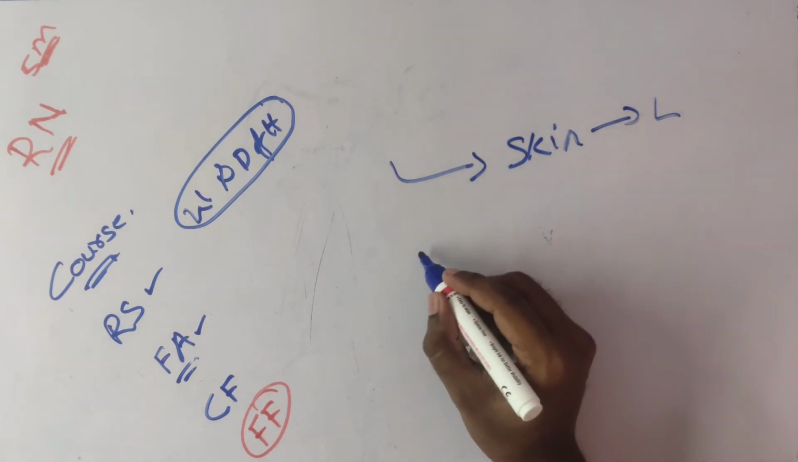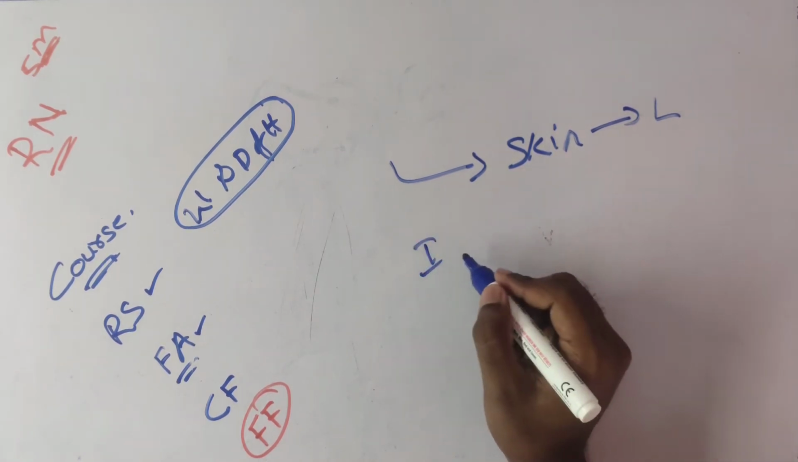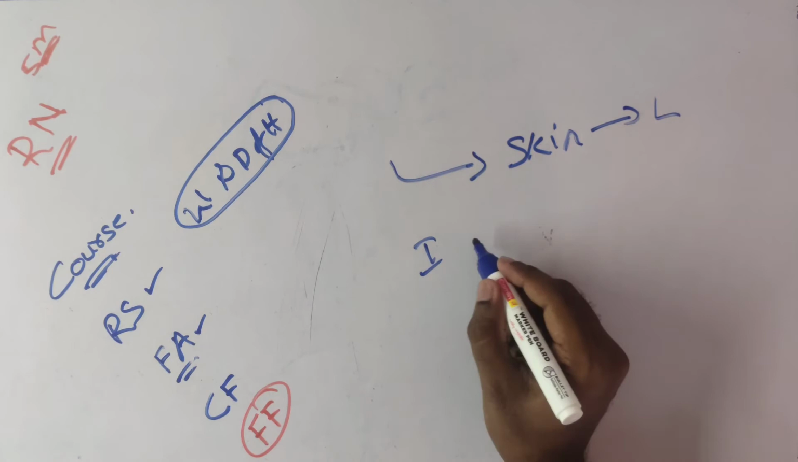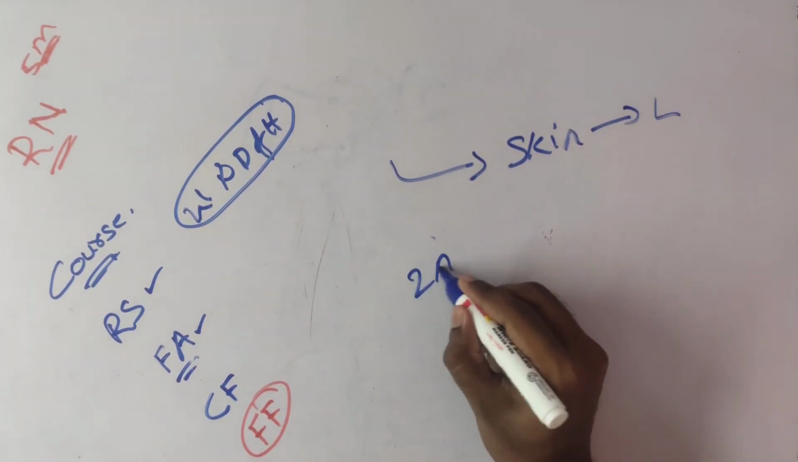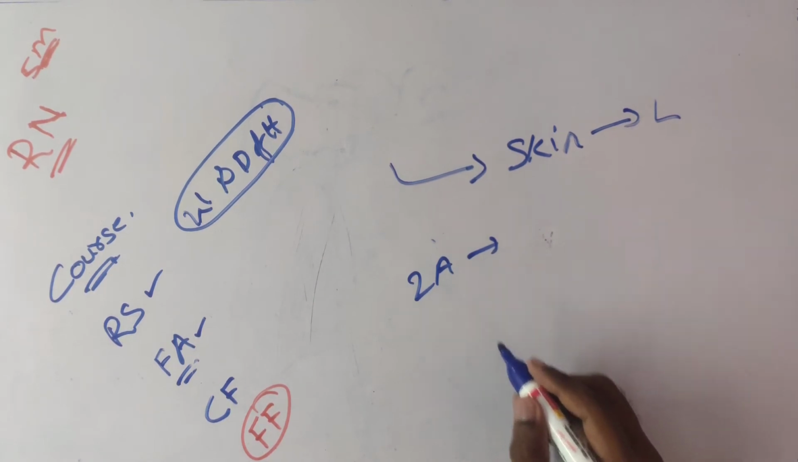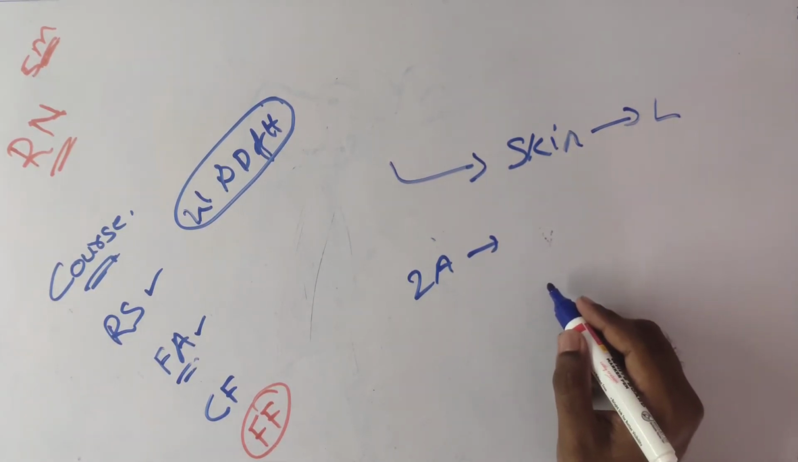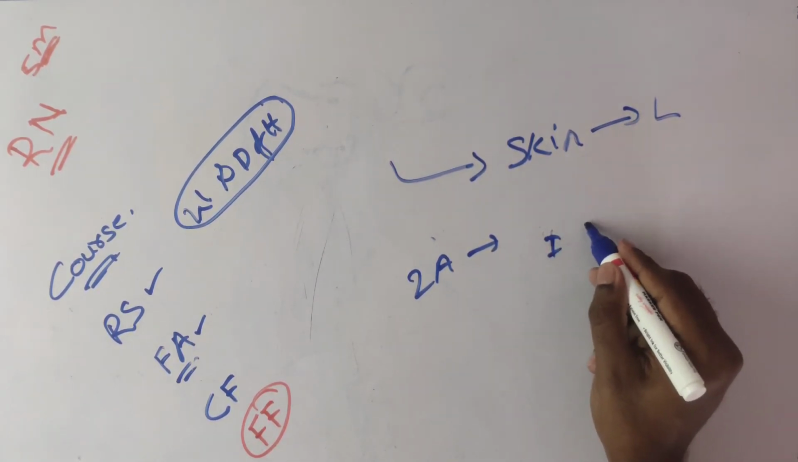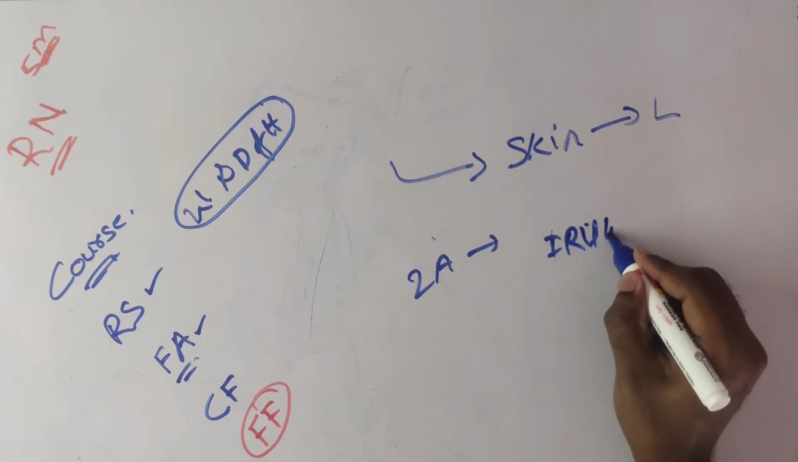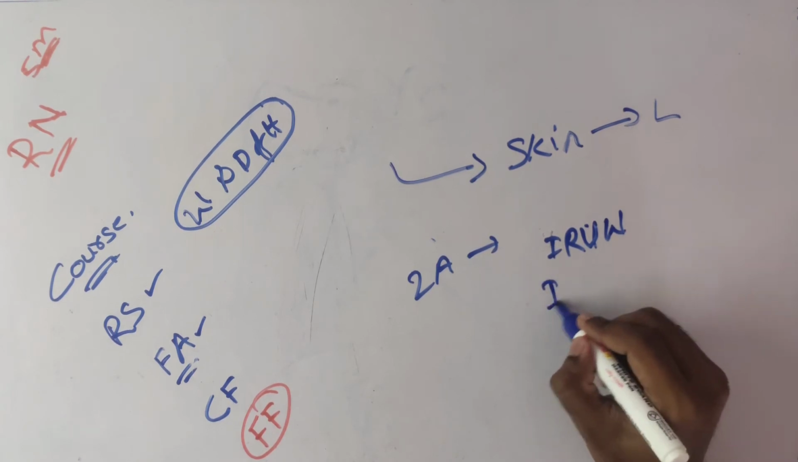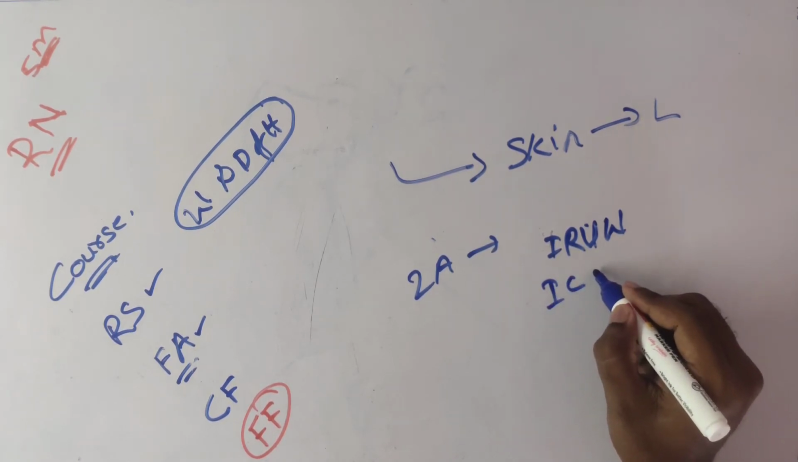Next, it has two articular deep branches. The two articular deep branches supply the inferior radioulnar, wrist, and intercarpal joints.